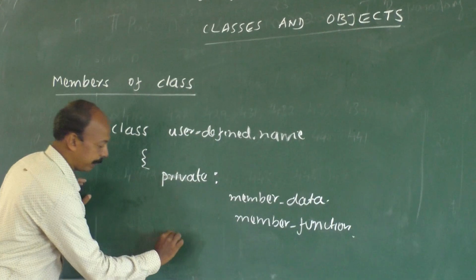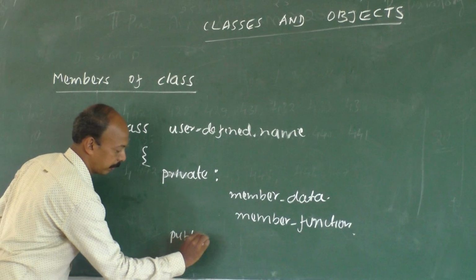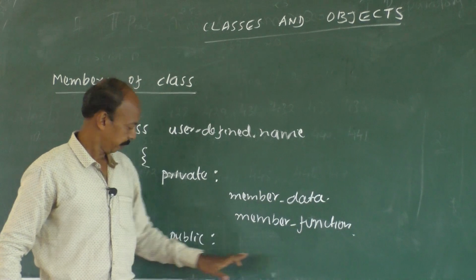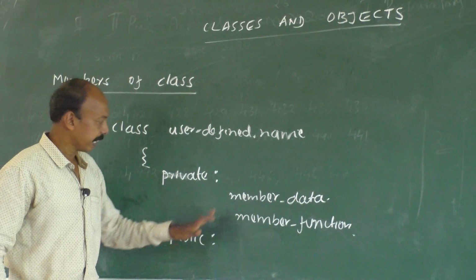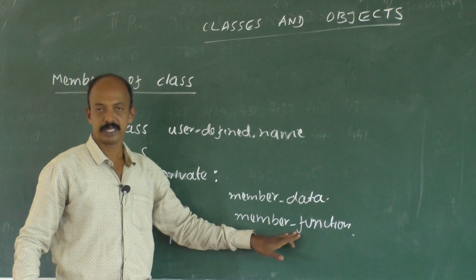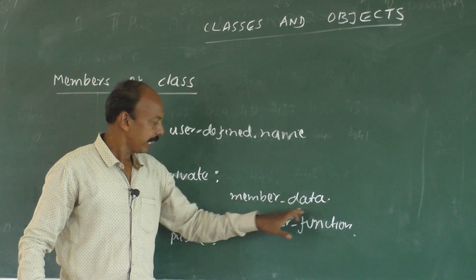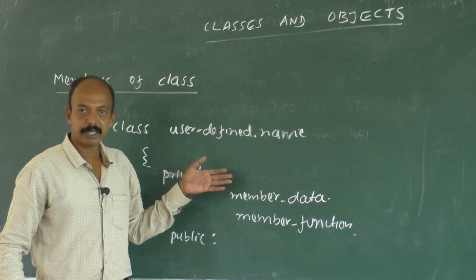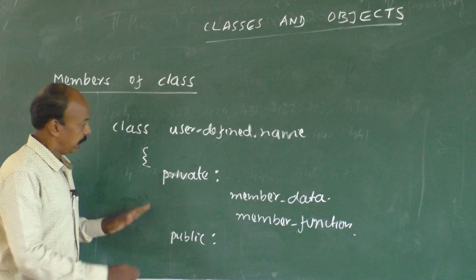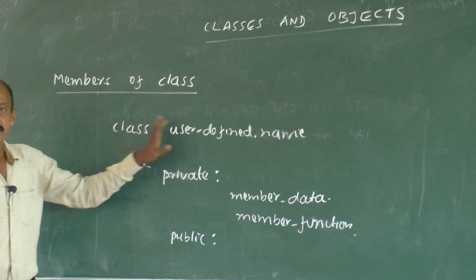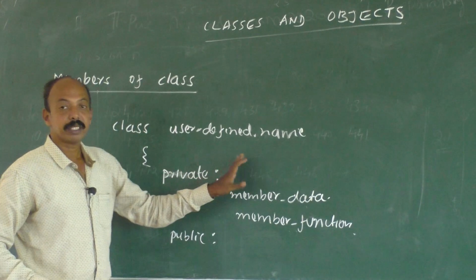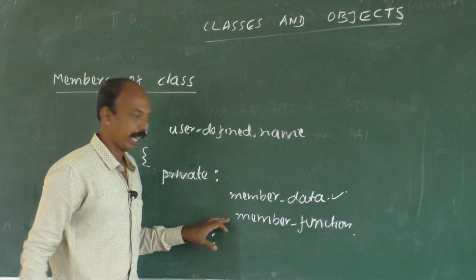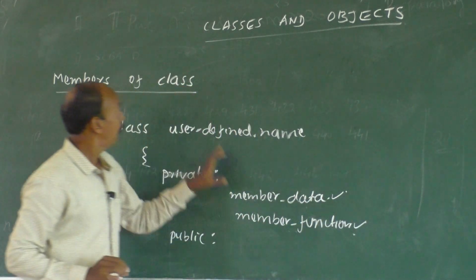similarly public colon member data, member function, protected, below that protected, again we will write member data, member function. That means this member data and member function will get repeated here depending upon the requirement of the class. So when we talk about the members of the class, which are the members of the class? Here member data and member function are members of the class.